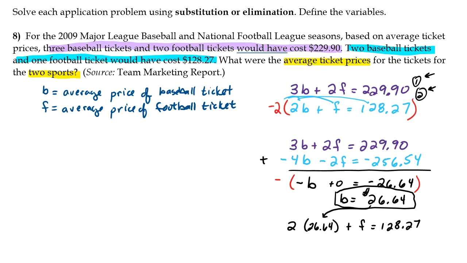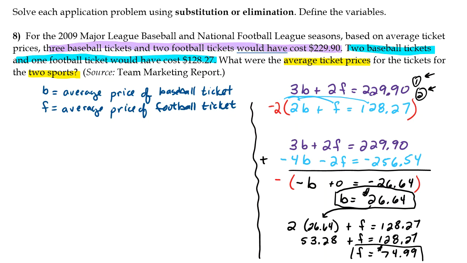So 2 times 26.64 is 53.28 plus f. And then I'll just subtract the 53.28 from both sides. And I get 74.99. All right, and that is the cost of my football ticket. Excellent. All right, so just for practice, let's solve this again using substitution.